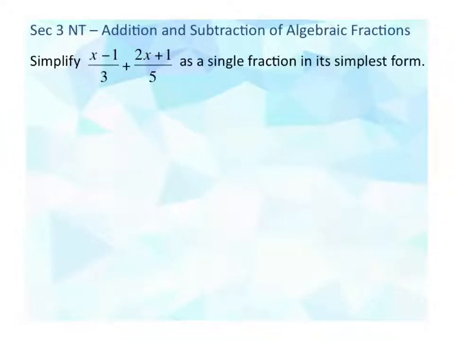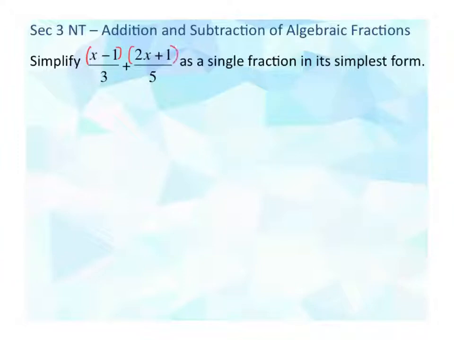Addition and Subtraction of Algebraic Fractions. Simplify the following as a single fraction in its simplest form. Now, first thing that we need to do is we take a look. There are two terms in the numerator in the fraction, so we must first put brackets.